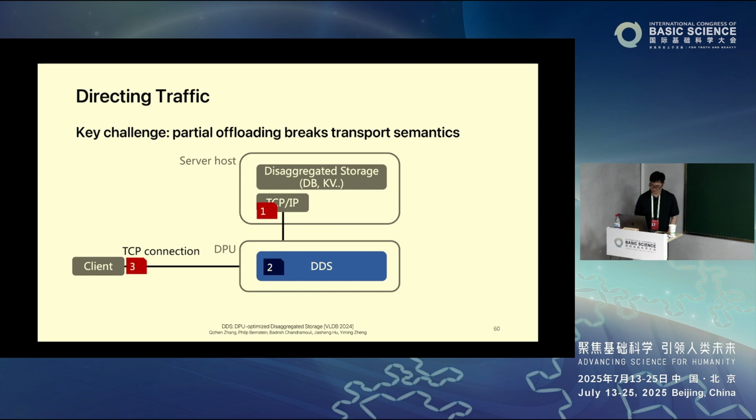But now the problem is that if we have another request that is not suitable for DPU offloading, we send it to the host. The host will not recognize this request because it's expecting the second request, not the third request. So TCP will think the second request was dropped in the network, and it will ask the client to resend it. This basically messes up the end-to-end semantics.